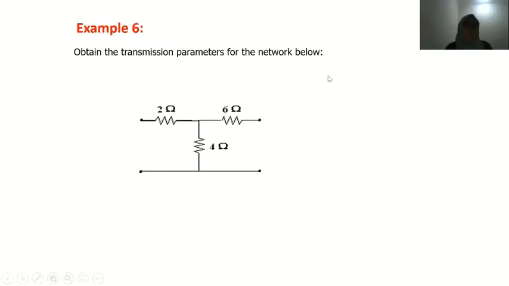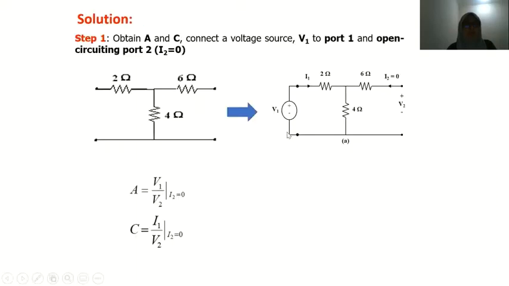Okay, class. So we go to example 6. In obtaining the transmission parameters for the network below, the first step involved is that you have to obtain the A and C by connecting the voltage source V1 to port 1 and open circuiting your I2, which means your I2 is equal to 0. So now your equivalent circuit becomes like this.